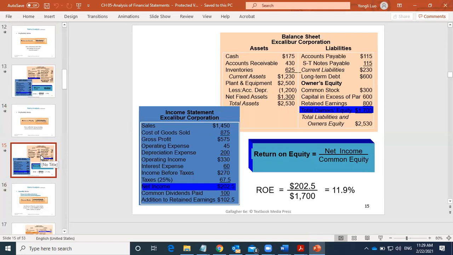Sometimes students get confused about how to calculate return on equity, because here you see common stock. It's not just net income divided by common stock. You have to divide it by the total owners' equity. If you just use the common stock, you get a wrong answer. That's a typical mistake here. It's not common stock.